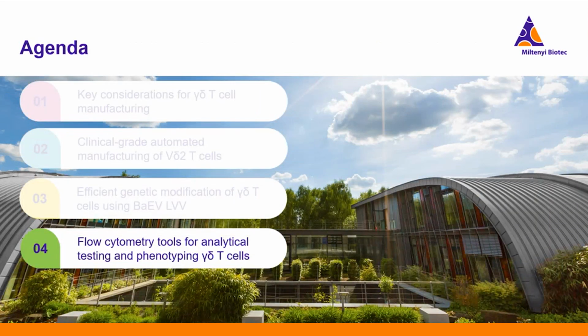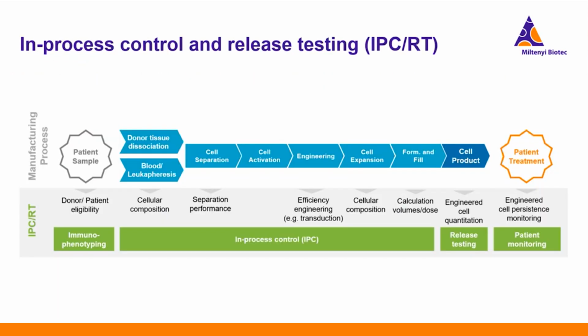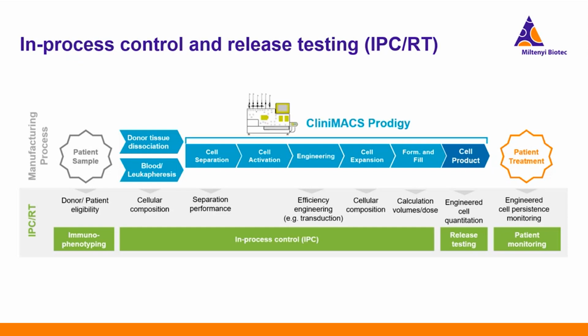And last but not least, I would like to go over some flow cytometry tools for the analytical testing of the manufactured gamma delta T cells and their phenotyping. So we have just learned how we can optimally manufacture gamma delta T cells, particularly the V delta 2 subset, using CliniMACS Prodigy platform, and different steps, how we perform them in this workflow.